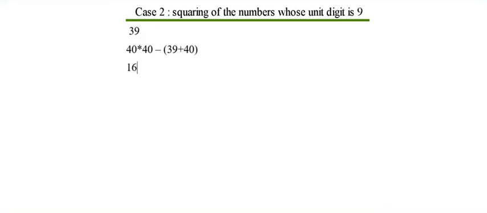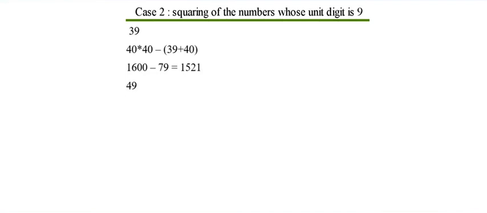What is 40 into 40? 1600 minus what is 39 plus 40? That is 79. Then the total value will be equal to 1521. That is nothing but 39 square. Now let's try for one more number. Now let's say we have to find out the answer for 49 square.